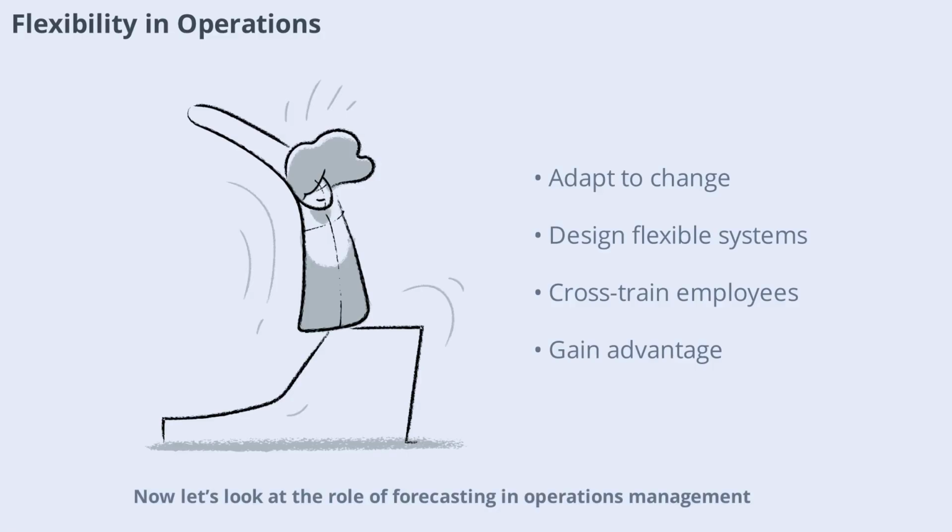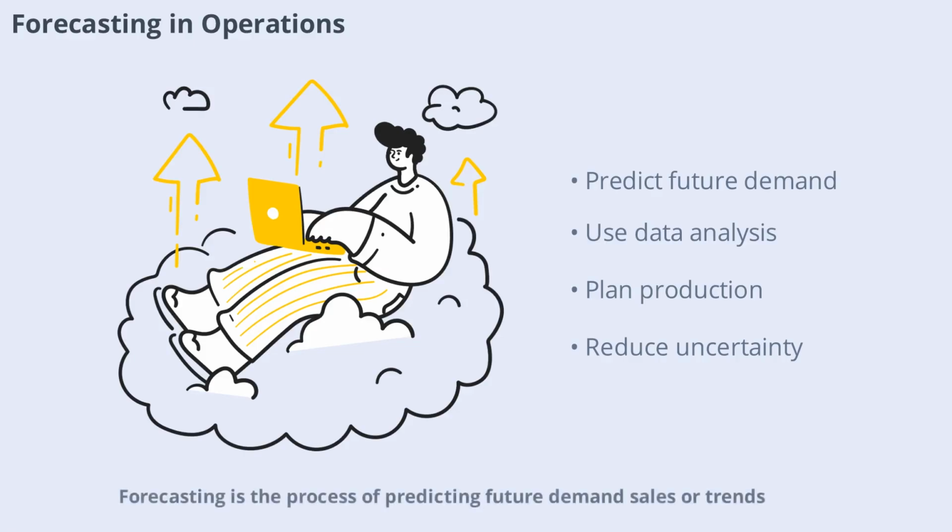Now let's look at the role of forecasting in operations management. Forecasting is the process of predicting future demand, sales, or trends. Operations managers use historical data, market analysis, and statistical models to make accurate forecasts.